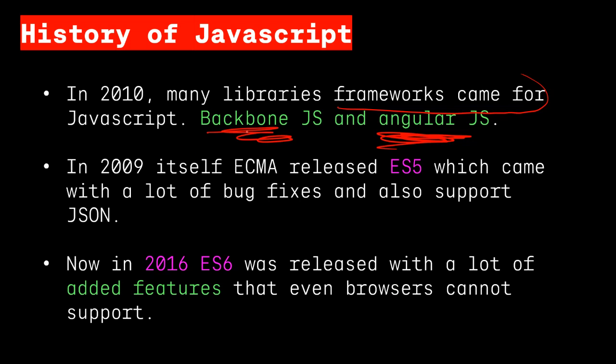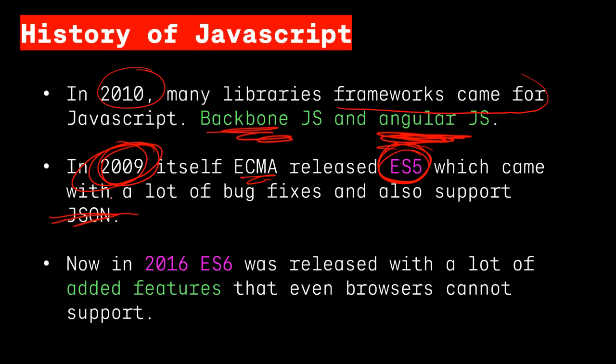Okay, in 2010 there were a lot of frameworks that got released, but in 2009 what happened was ECMA released ES5, which came with a lot of bug fixes and also supports JSON. We'll talk about JSON later, but you have to remember ES5 was released in the year 2009. So guys, all of this history is not needed for interviews, but it is just for pulling your interest to JavaScript.